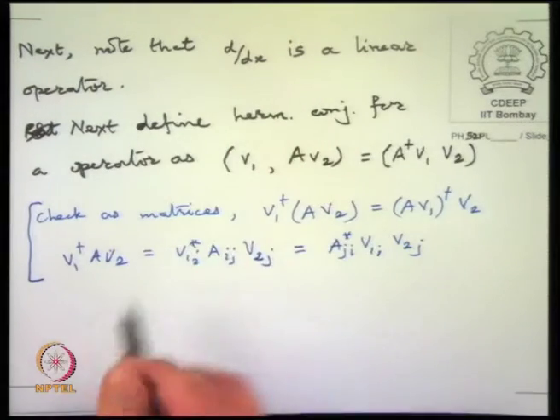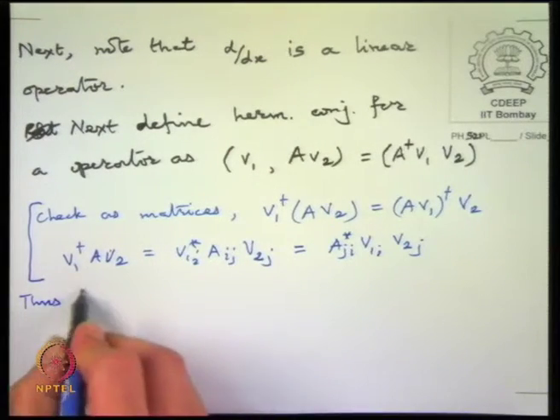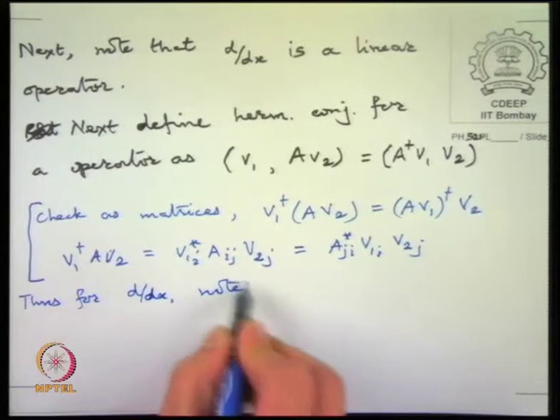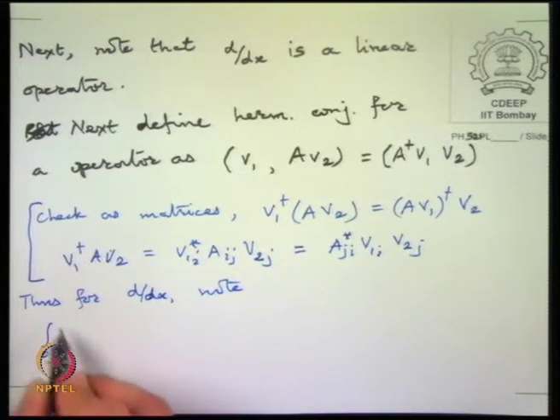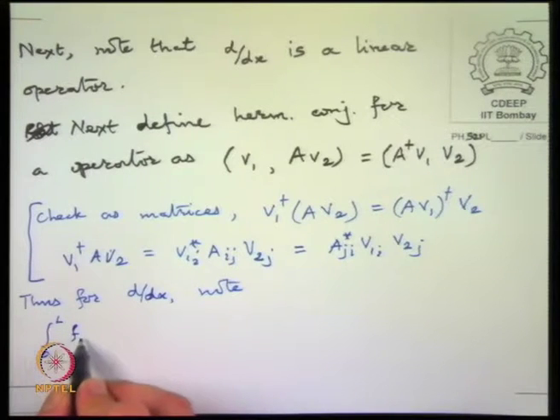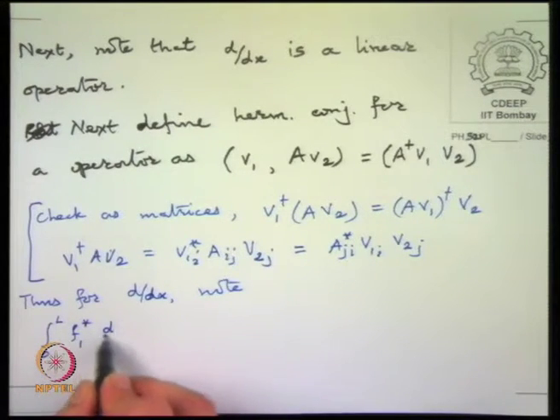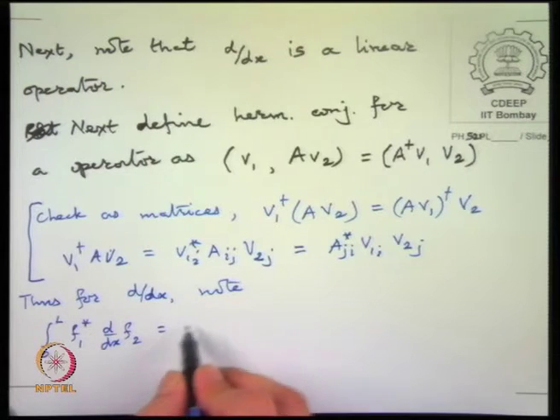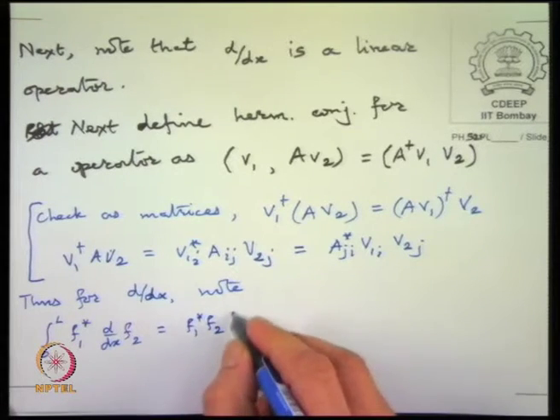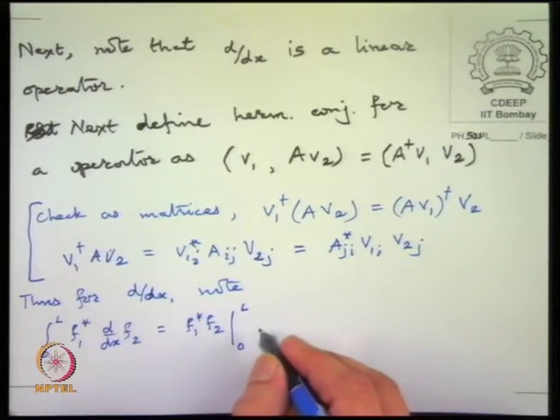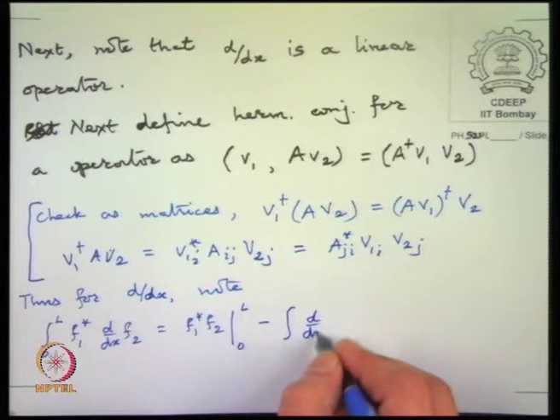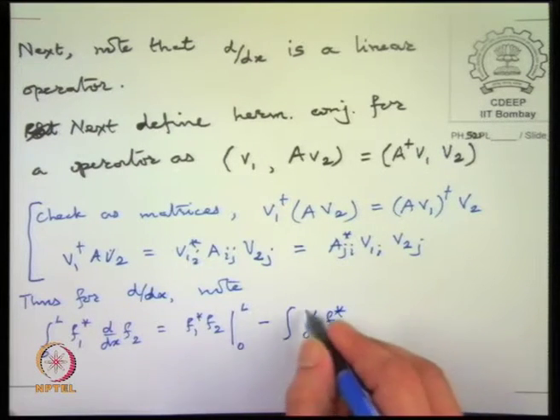So for d by dx, note that the integral from 0 to L of f1 star d by dx f2, we can use integration by parts and say this is f1 star f2 from 0 to L, minus the integral of d by dx of f1 star times f2.